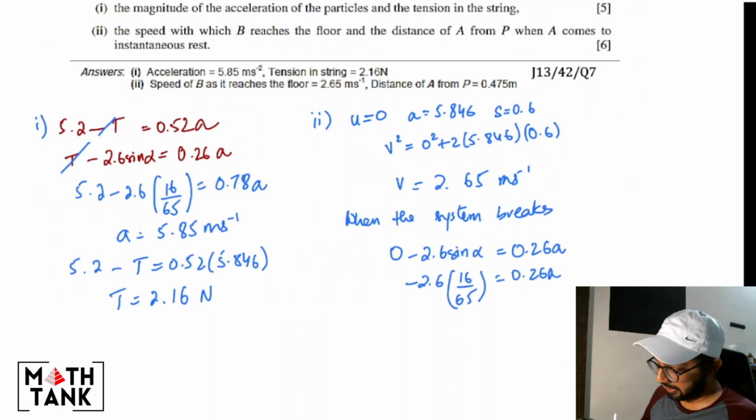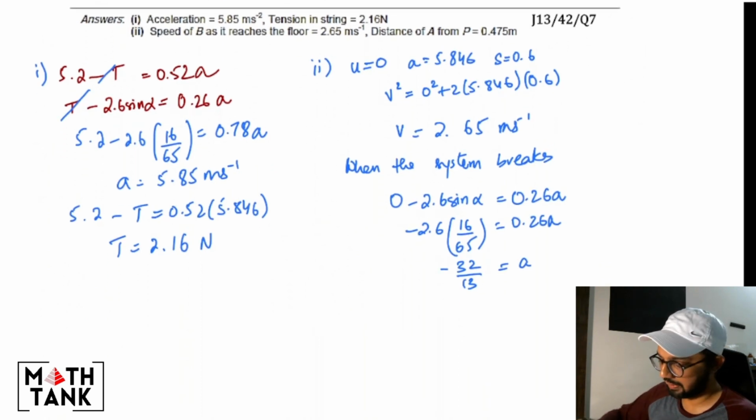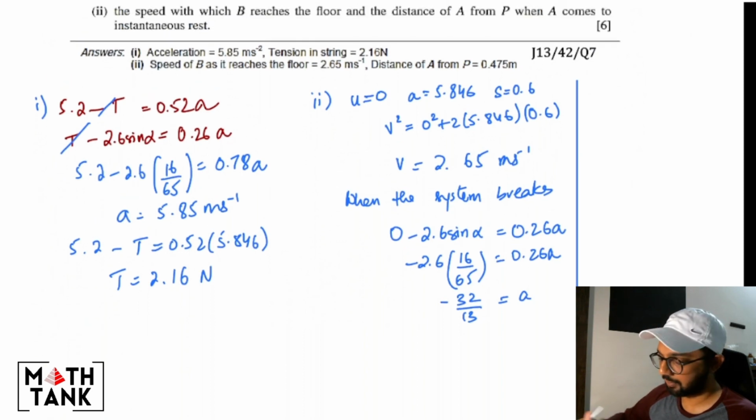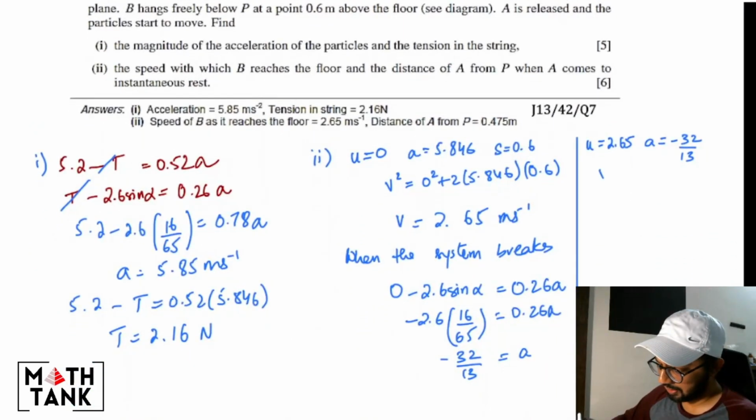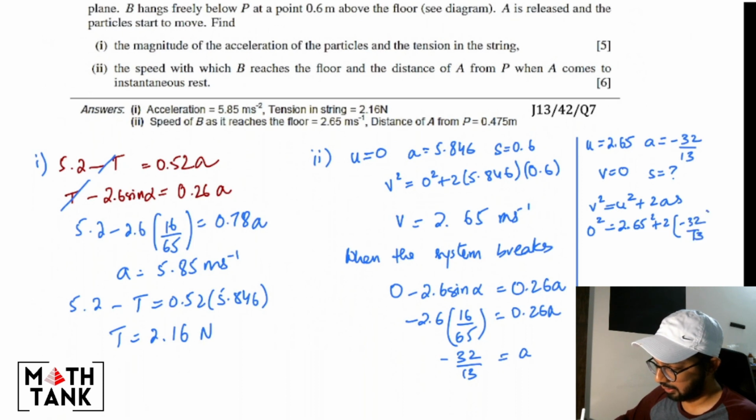Okay, so I'm getting minus 32 over 13 as a. So what's going to happen is A is going to keep moving forward. So I'm going to say its starting speed is 2.65, the ending speed of that, minus 32 over 13 is my acceleration. And I want to know when it stops. So it stops when v is 0, and I want to find the distance when it stops. So again, I'm going to use v squared equals u squared plus 2as. 0 equals 2.65 squared plus 2 times minus 32 over 13 times s.